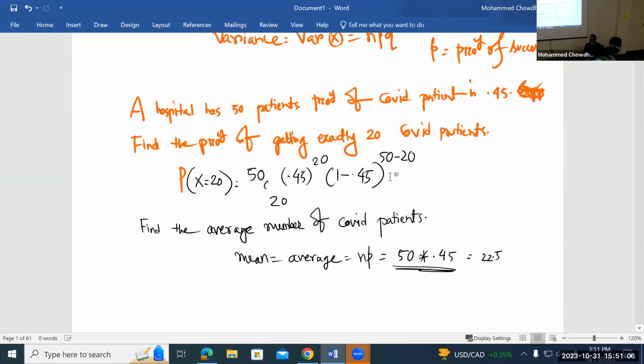Variance is the average distance of each data point from the mean. So variance equal to what? NP times 1 minus P. Clear? So N equal to 50 and P equal to 0.45, 1 minus P equal to 0.55. So multiply this, and it will give you the result.